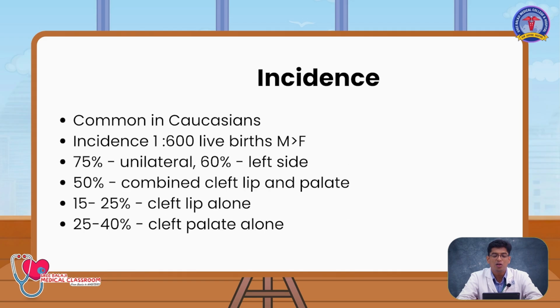Incidence: it is commonest in Caucasians. Incidence is 1 in every 600 live births, much more commonly seen in males than in females. 75% of these cleft lips are seen unilaterally, and among them 60% are seen on the left side. 50% of the cases are combined cleft lip and cleft palate. 15 to 25% of these cases have cleft lip alone. About 25 to 40% have cleft palate alone.